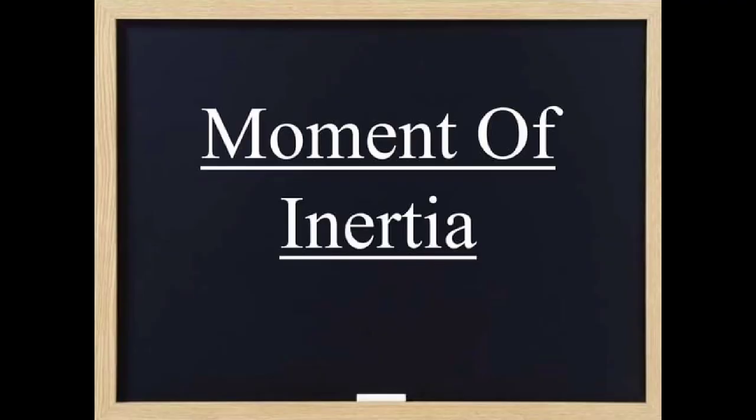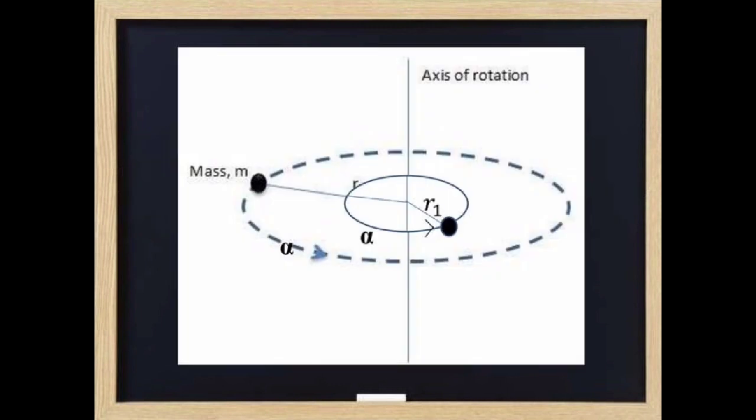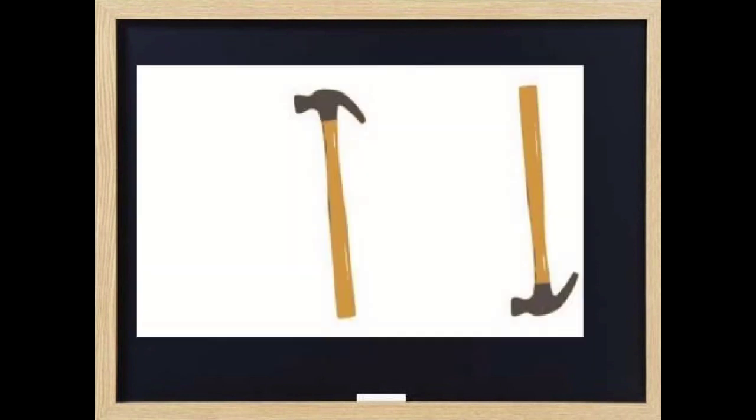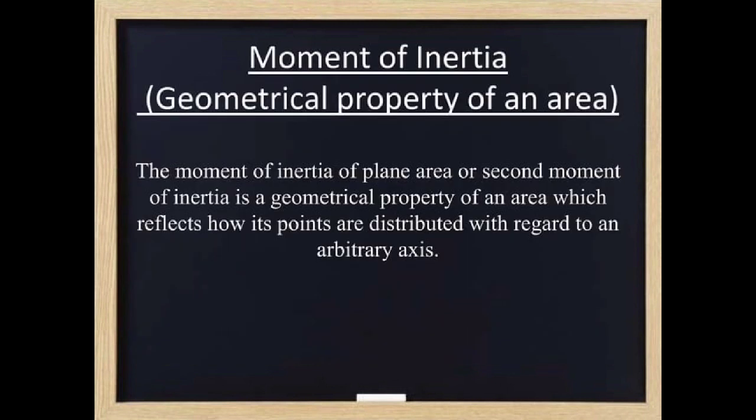Topic: Moment of inertia. Moment of inertia is a body's tendency to resist angular acceleration, which is the sum of products of the mass of each particle in the body with the square of its distance from the axis of rotation, as shown in this slide. The distance between the center of mass and rotational axis is shown in these two hammers, denoted by R. Moment of inertia as a geometrical property of an area.